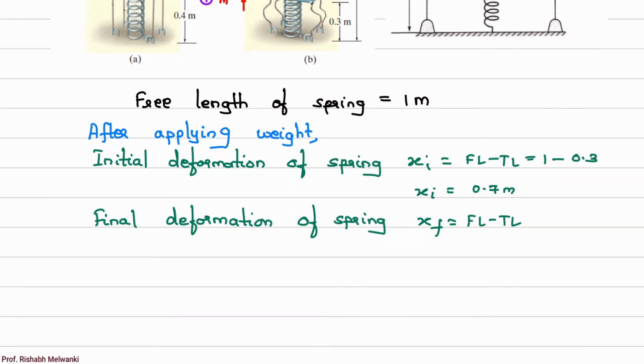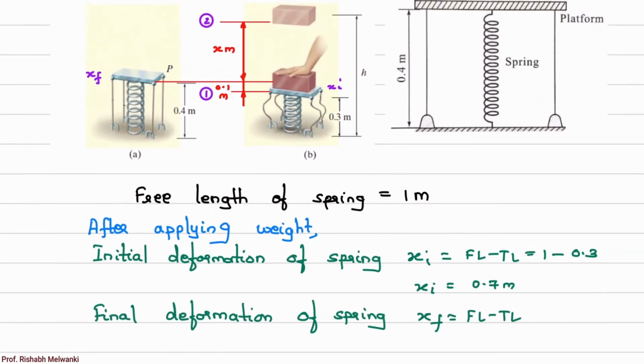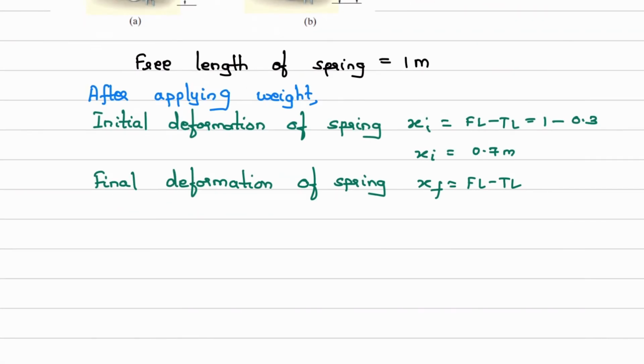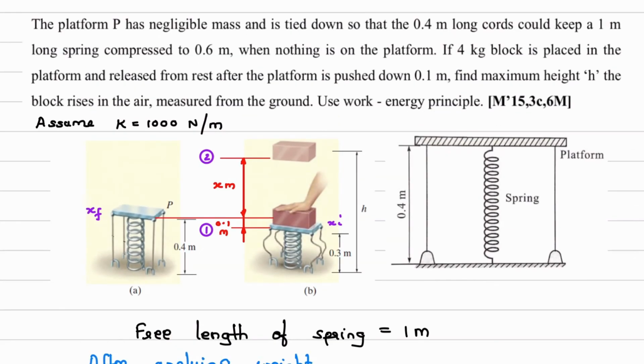Now this equation depends on whether the spring is compressed or whether the spring is expanded. Here in both the cases, spring is compressed only. Okay, that is why we are using free length minus total length. So this will be 1 minus 0.4. Okay, so xf is equal to 0.6 meter. Now here we have to assume the value of K as 1000 Newton per meter, stiffness of the spring.